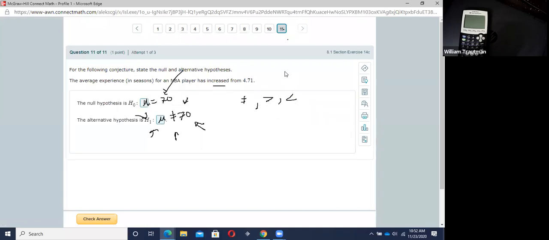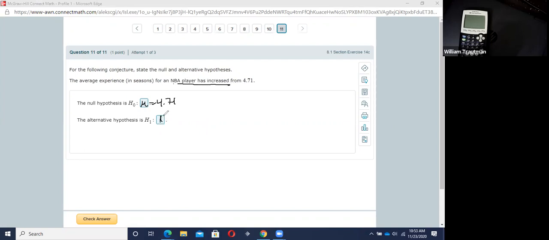Let's see what 11 is. Here, once again, the average is 4.71. But they're trying to prove that the average experience in season for an NBA player has increased. Increased is greater than, right? More than something is greater than. And that is the homework section.